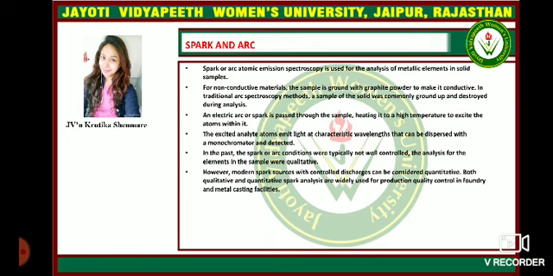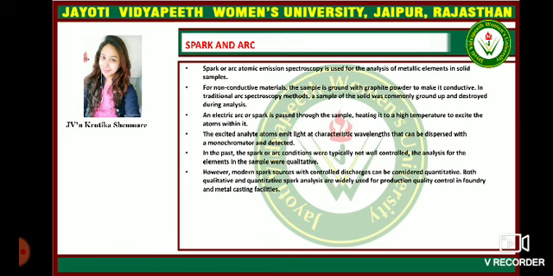Spark and arc. Spark or arc atomic emission spectroscopy is the analysis of metallic elements in a solid sample. For non-conductive material, the sample is ground with graphite powder to make it conductive. In traditional arc spectroscopy methods, a sample of the solid was commonly ground up and destroyed during analysis. An electric arc or spark is passed through the sample, heating it to a high temperature to excite the atoms within it. The excited analyte atoms emit light at characteristic wavelengths that can be dispersed with a monochromator and detected.